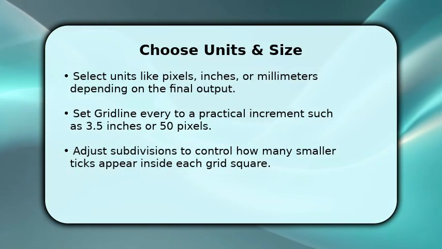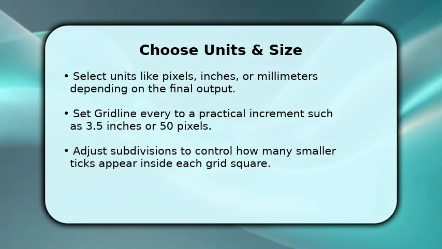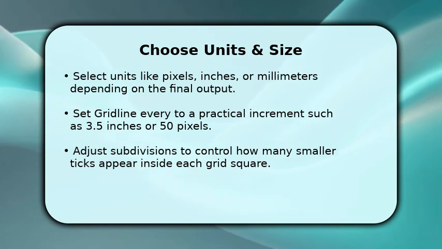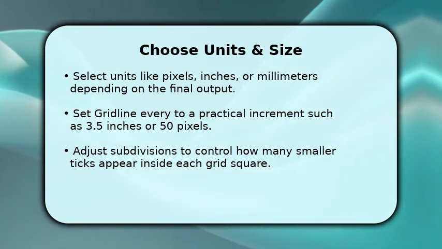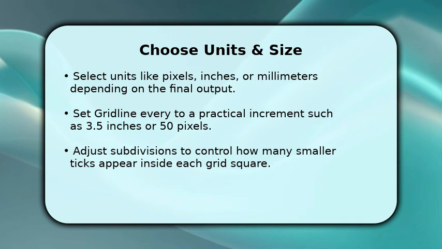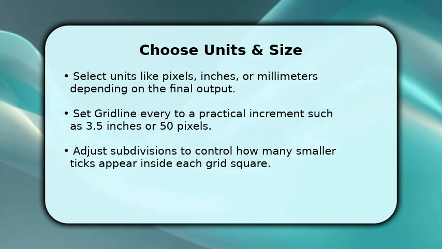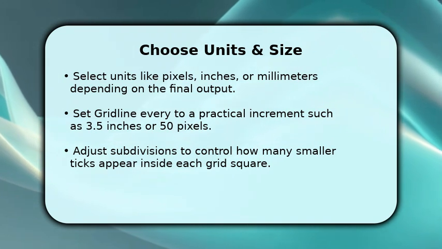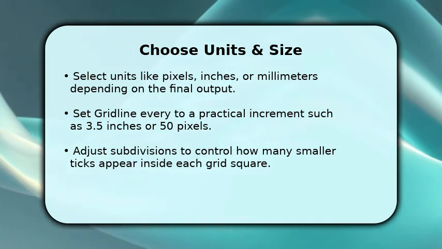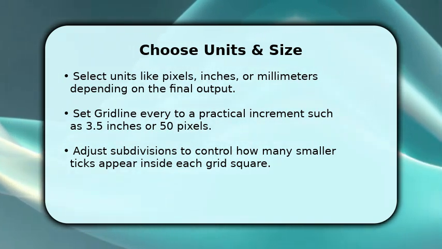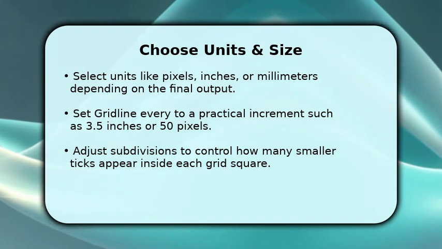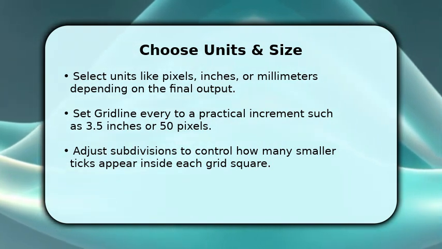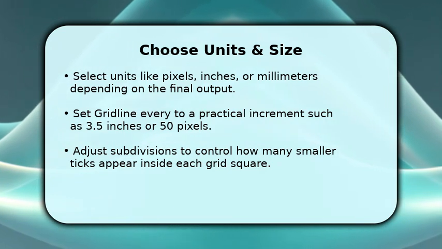To make a useful grid, pick units that match your output, such as pixels for screens or inches for print. Set the grid line every value to a size that supports your layout grid, for example 50 pixels or 3.5 inches, and then choose a subdivision count to break that square into helpful increments. This gives predictable spacing, stops you from eyeballing measurements, and speeds up consistent alignment across layers and artboards.